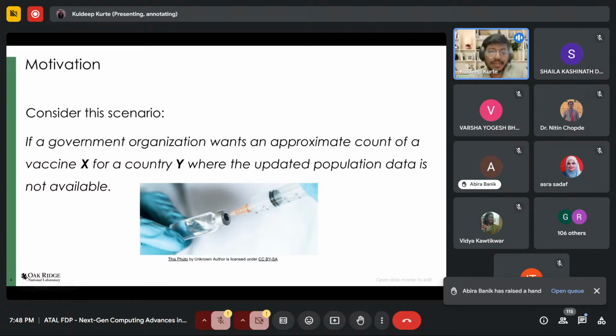So yeah, based on the question, I sort of understood that you got the motivation and the problem statement. Is there any other question?